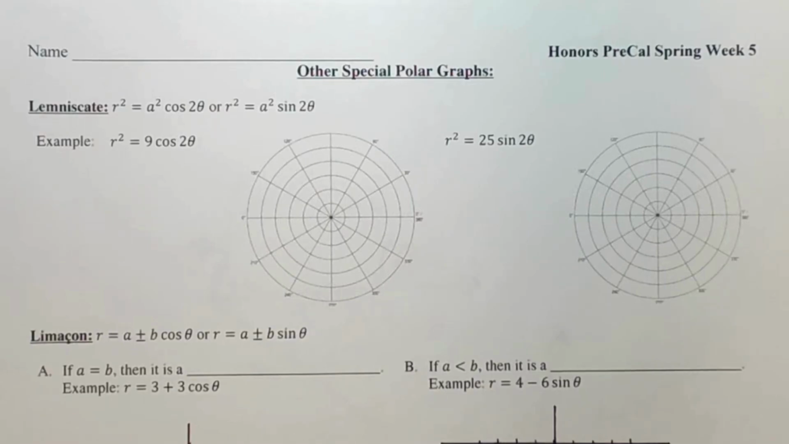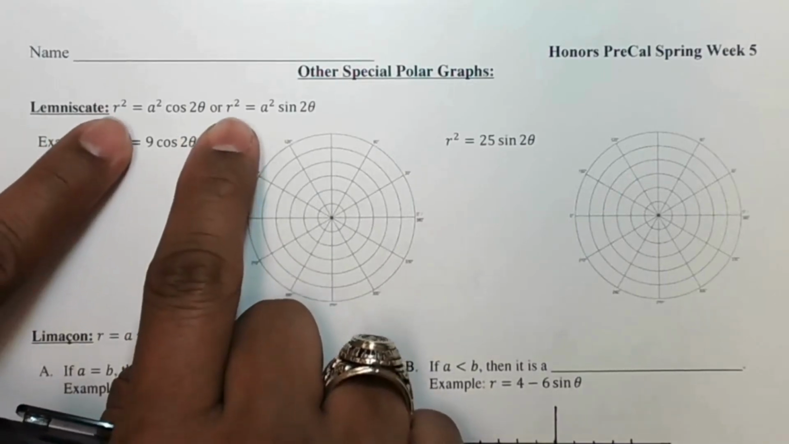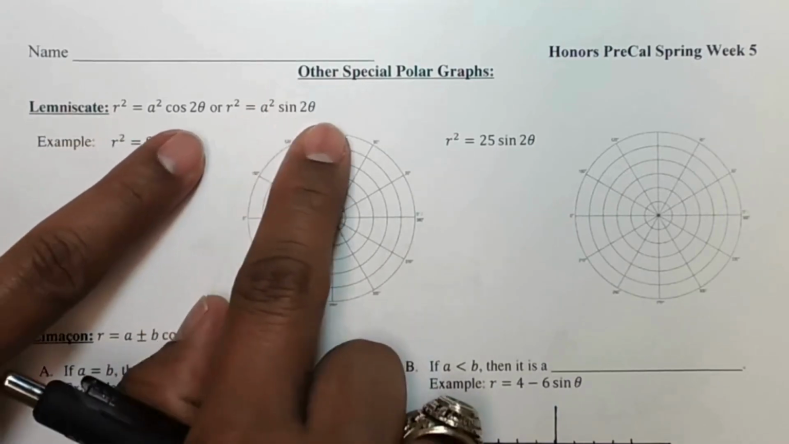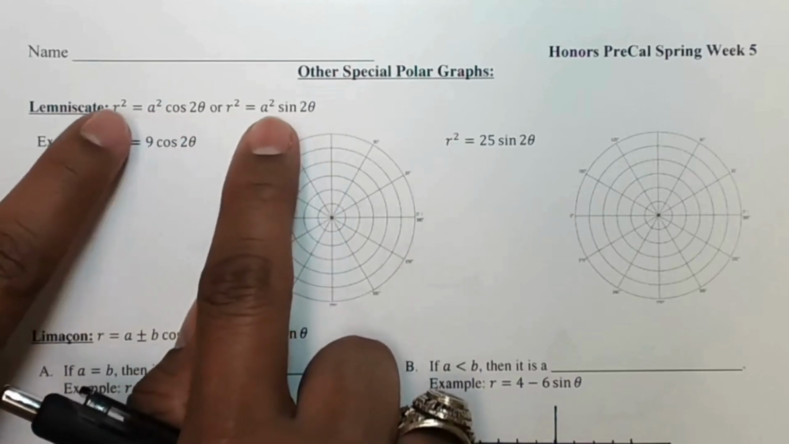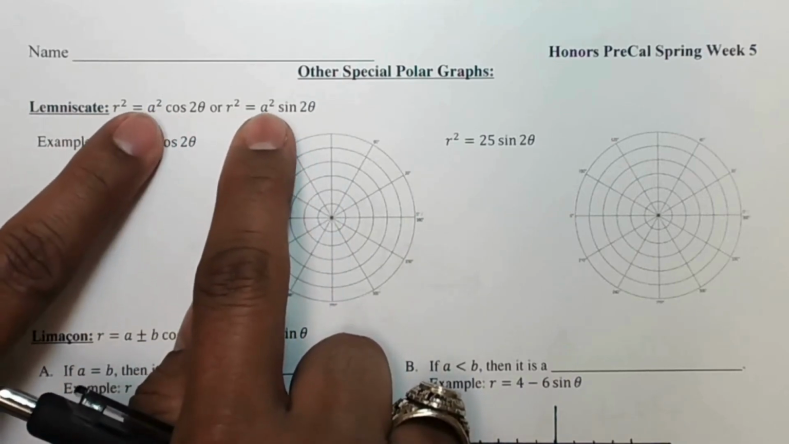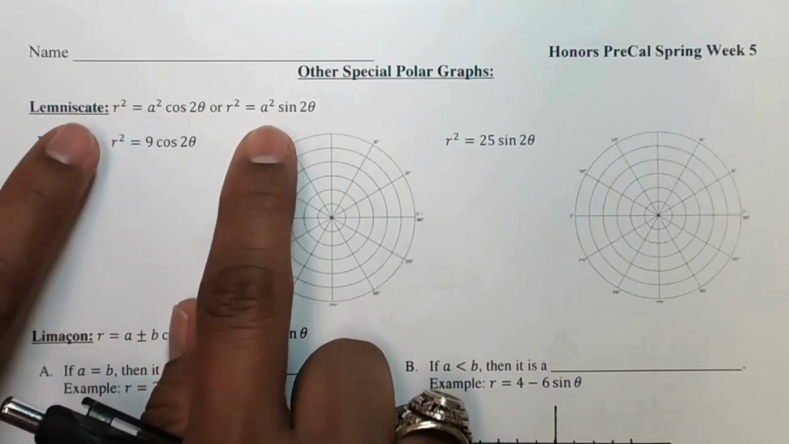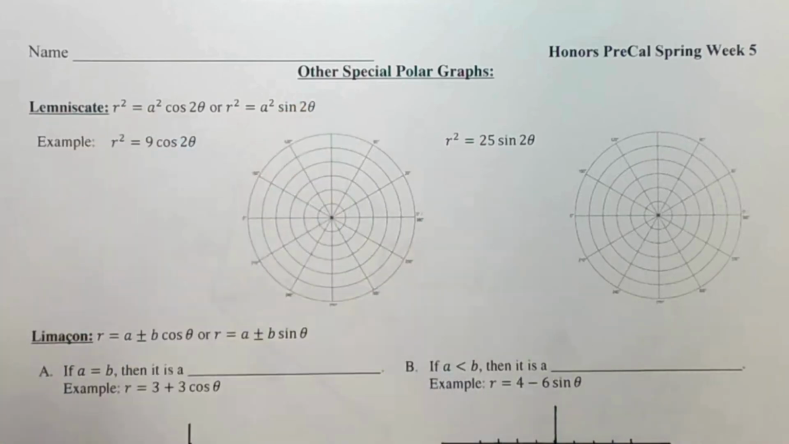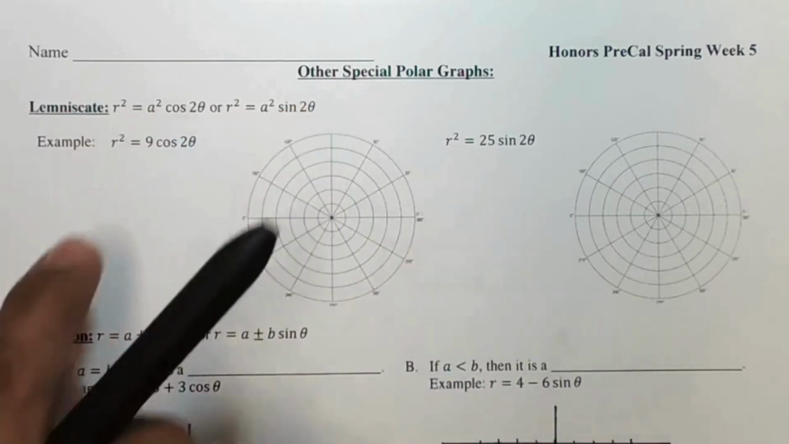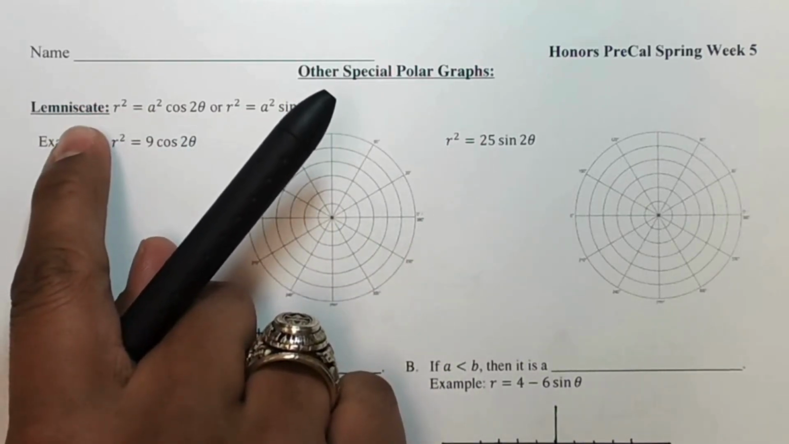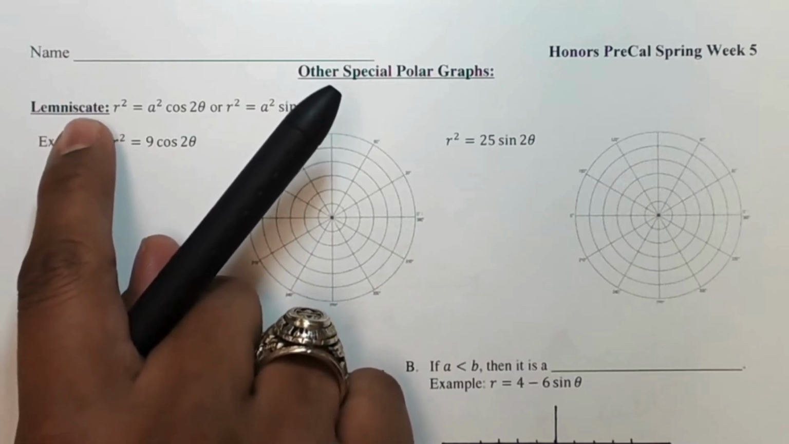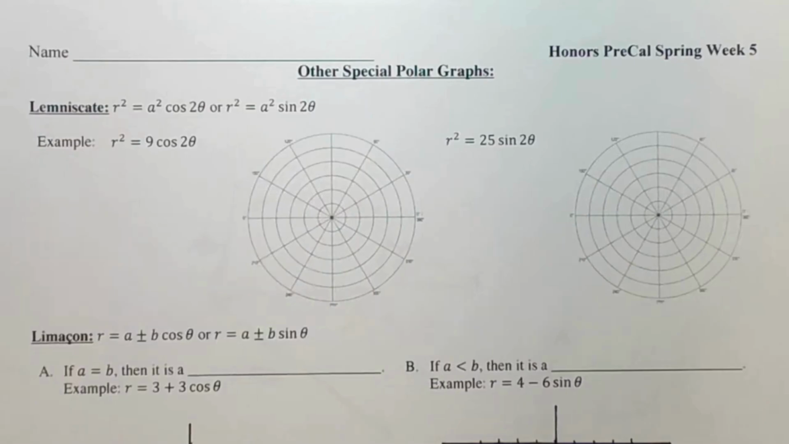So one special formula is when we have r squared equals something like this. It's always 2 theta. Everything's the same. The only difference will be what this coefficient is. So anytime you have an equation that's r squared equals something cosine or sine 2 theta, it's called a lemniscate. It is going to be important for you to know the vocabulary words, so make sure that you're practicing these words. So let's see how we graph this.